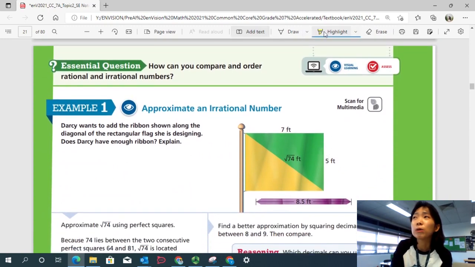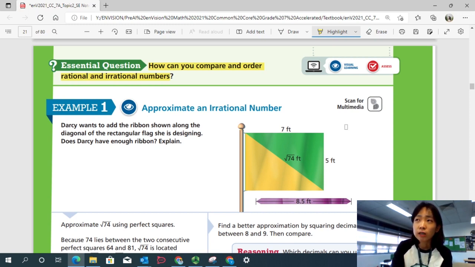So the lesson essential question is, how can you compare and order rational and irrational numbers? Look at example 1, approximate an irrational number. Darcy wants to add the ribbon shown along the diagonal of the rectangular flag she is designing. Does Darcy have enough ribbon? Explain.